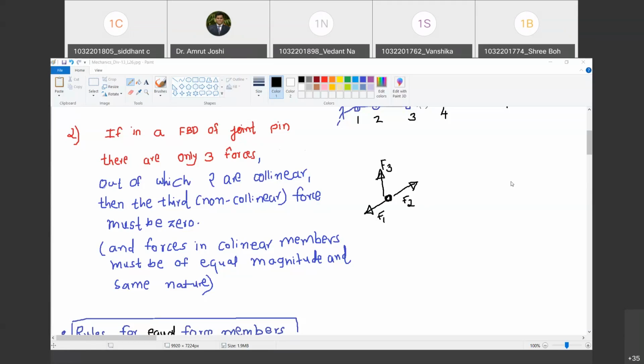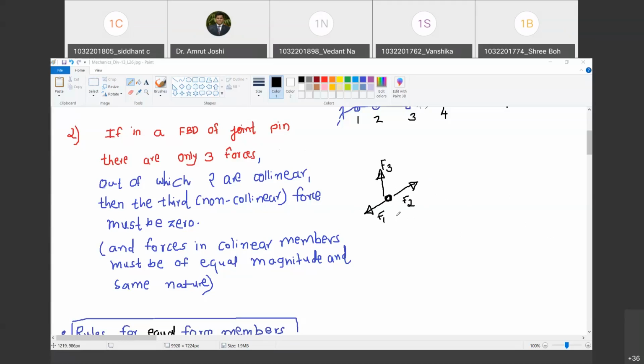Now, mind you, F1 and F2 can be member forces, or it may so happen that this joint has a member along F2 and an external force F1 is applied along the line of action of that member. It is also possible. Are you with me? Yes, sir. So just draw the free body diagram of a joint pin.